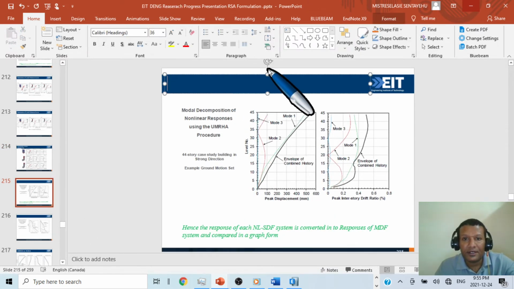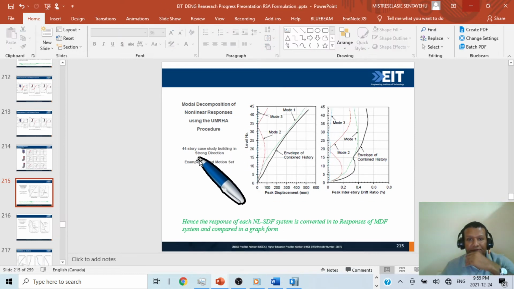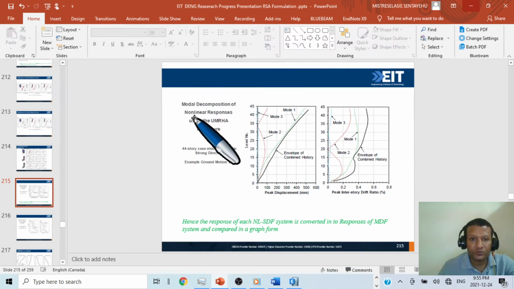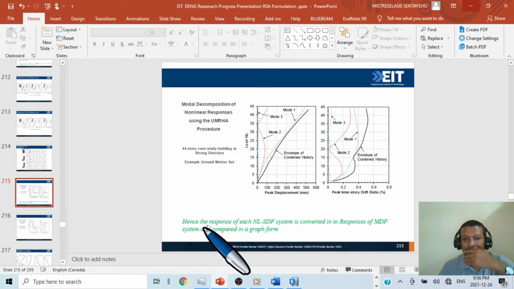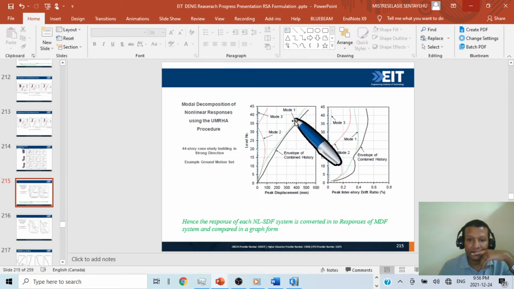So again with experiment, modal decomposition of nonlinear response using UMRHA procedure. As you can see, 44 story case study building in strong direction example. So what they did here is mode 1, mode 2, mode 3, this is from UMRHA, and this is the peak envelope of combined history, because they add up all this.